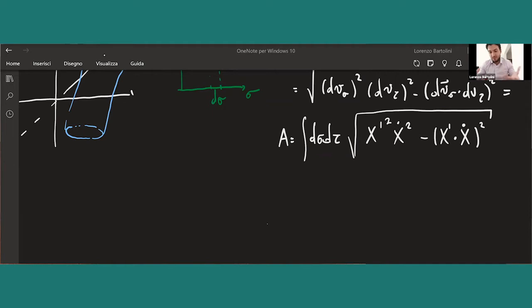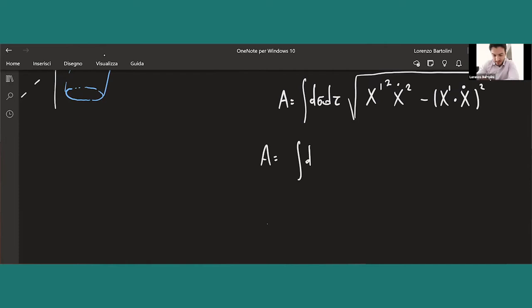And we move to the space-time analogy as we did for the world line, and we end up with an area functional that is the integral over sigma and tau, and then we have x prime mu x dot nu squared minus x prime mu x prime mu, and the same with the dots.